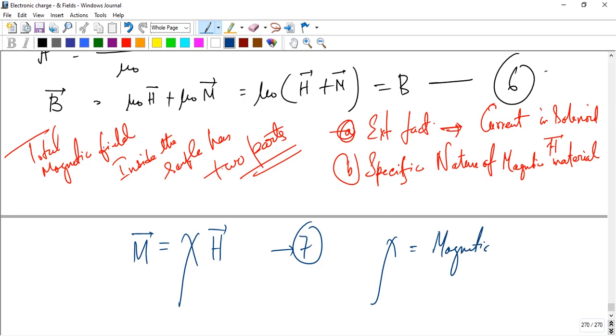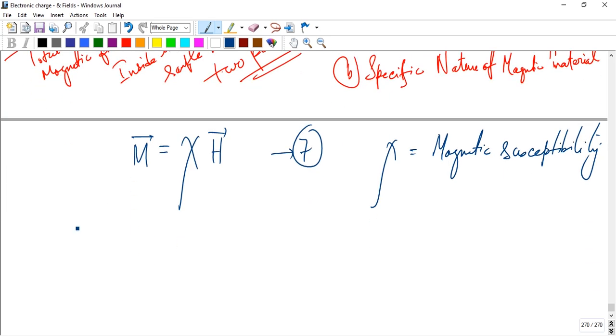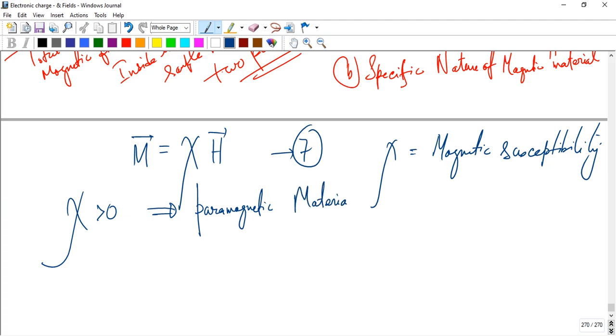Magnetic susceptibility. Okay, so for this parameter, if chi is greater than 0, it's called a paramagnetic material. When chi is greater than 0, it is a paramagnetic material. And if chi is less than 0, that is a diamagnetic material.